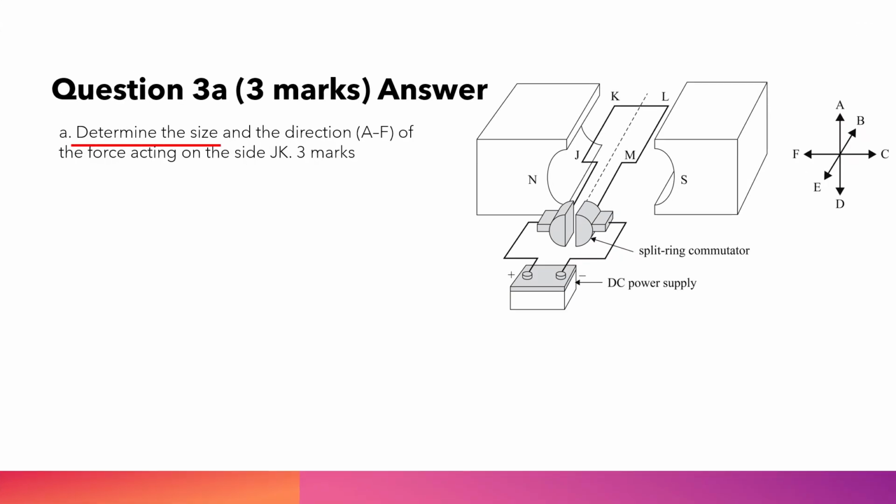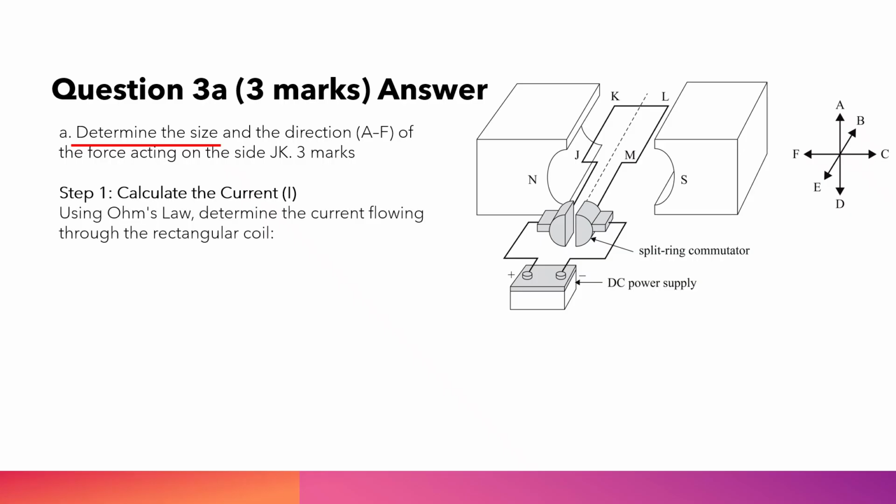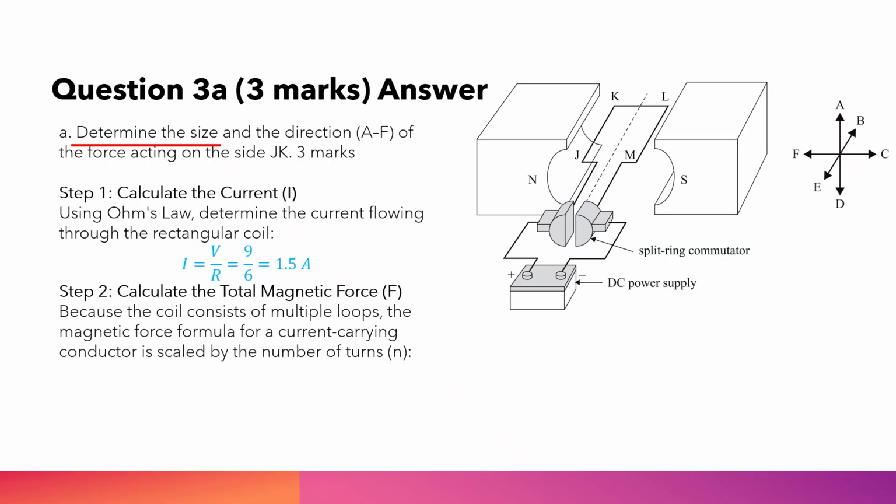Calculating the magnitude of the force. To find the size of the magnetic force acting on side JK, we follow a two-step calculation process. Step 1. Calculate the current, I. Using Ohm's law, determine the current flowing through the rectangular coil. Current equals voltage over resistance. Step 2. Calculate the total magnetic force, F. Because the coil consists of multiple loops, the magnetic force formula for a current-carrying conductor is scaled by the number of turns, N. Force equals the number of loops, times the strength of magnetic field, current and length of wire.